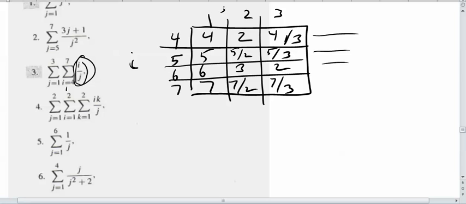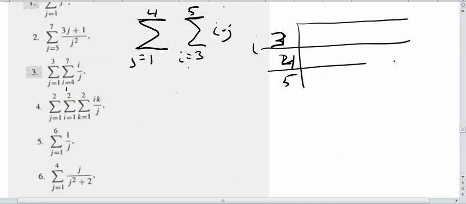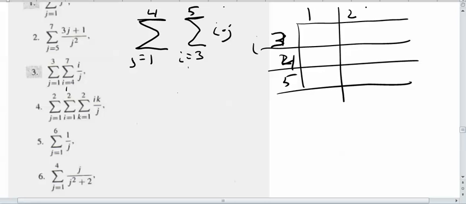And I could actually, let me show you another one. I'm going to erase it and come up with another one. Okay, so here's another example of double summation. Once again, I'm going to make this little table here. I is going to run from 3, 4, and 5. J is going from 1, 2, 3, and 4.